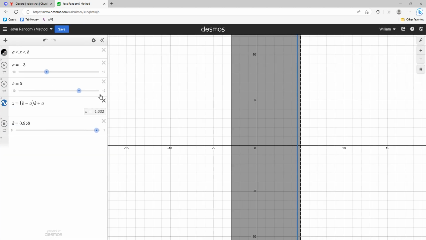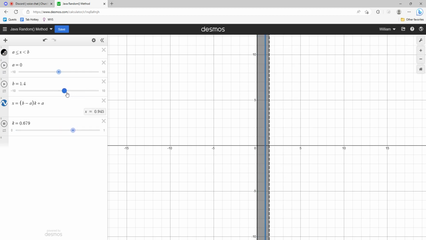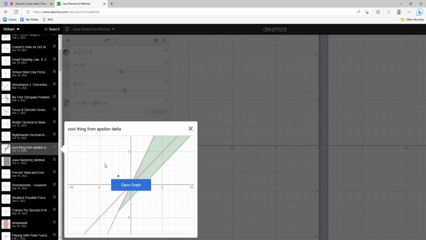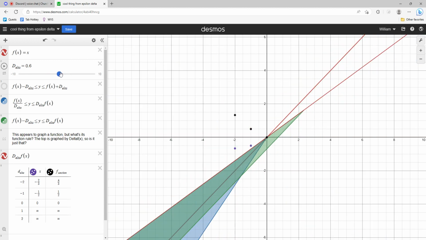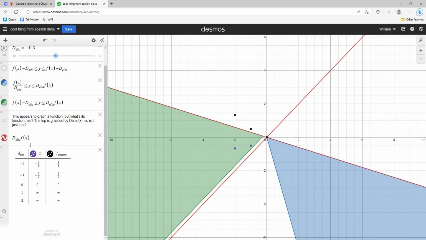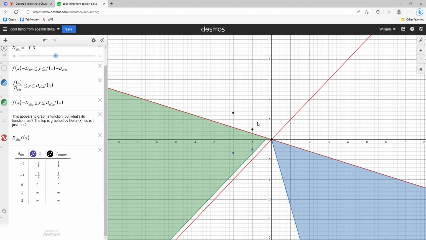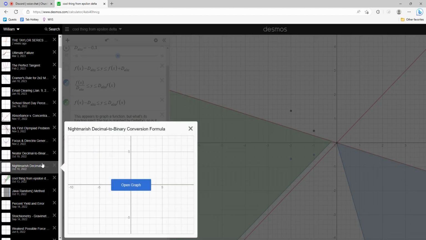Here this is not centered at 0, which is why it doesn't do that, but really it looks like this if you don't change anything. It looks like that. But yeah, cool thing from epsilon delta. Oh god, I don't understand what is going on here. You're supposed to let delta be a really small number. Well, you're supposed to choose epsilon and then solve for delta. I don't understand what's going on in this graph at all whatsoever. So I'm just going to get out of there.